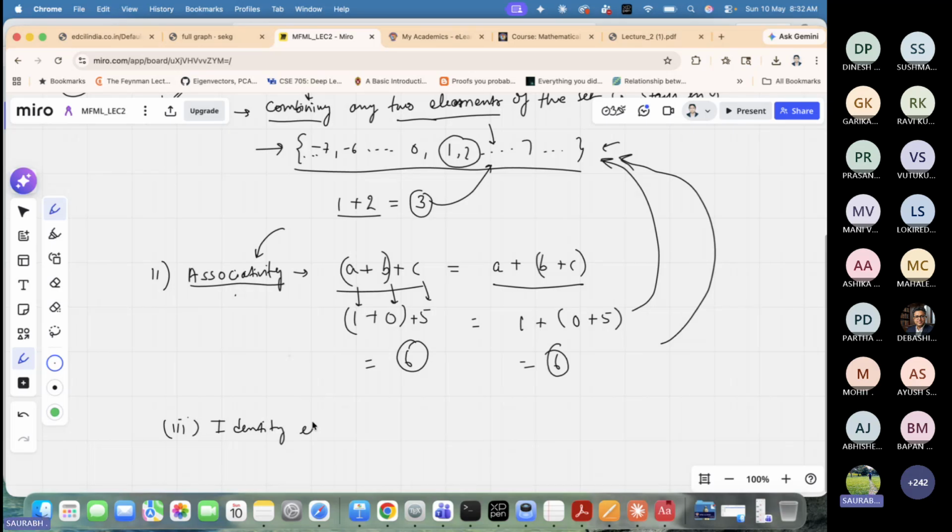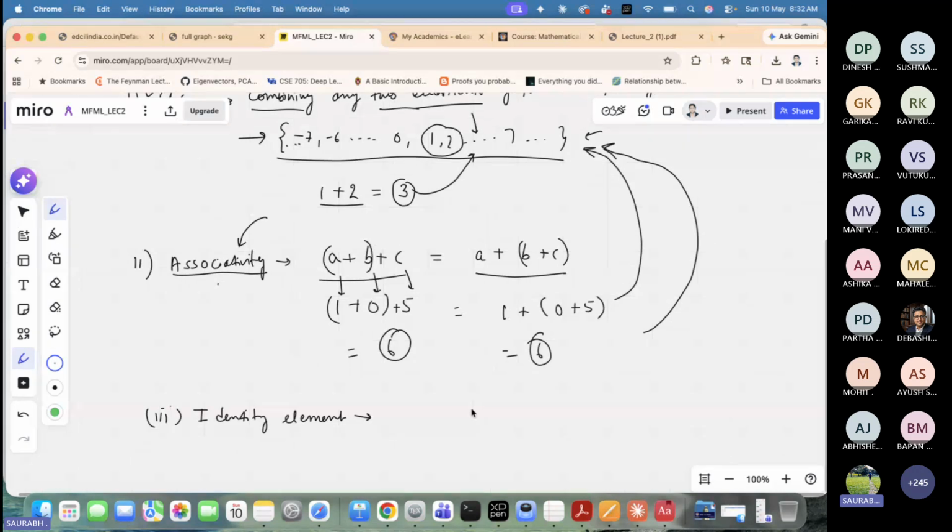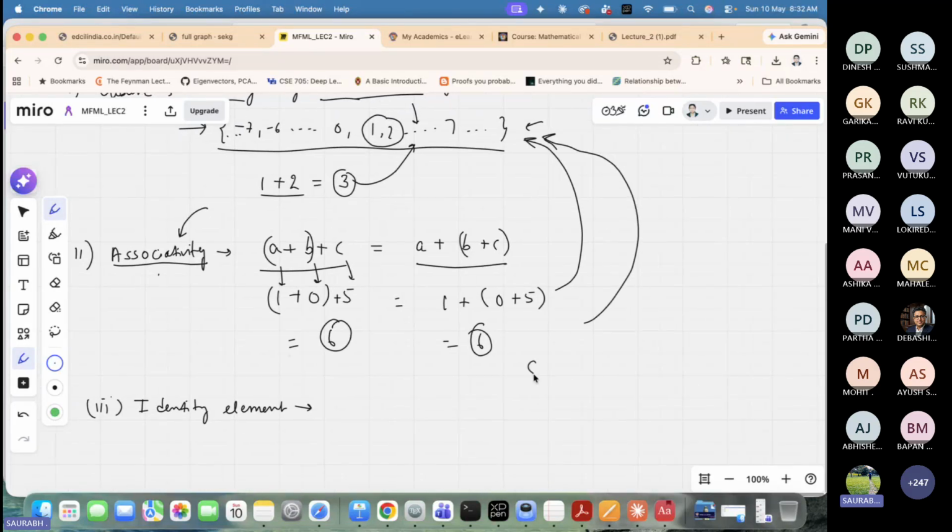Identity element. So there is a do nothing type of a thing in every set. For example, in this particular set, think of what is that element that you have in this entire set of integers. Let me rewrite this set of integers.